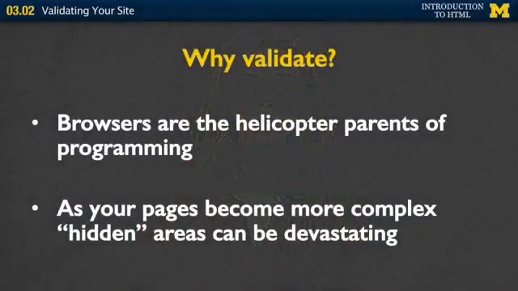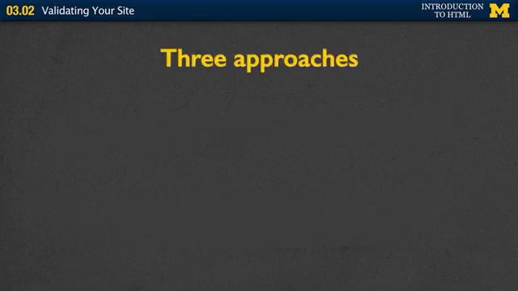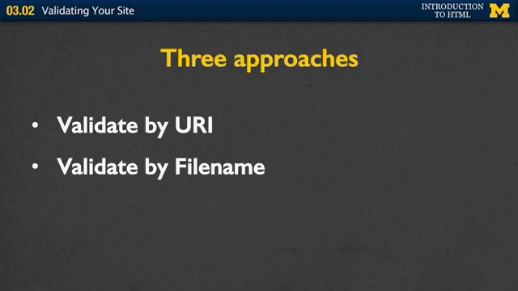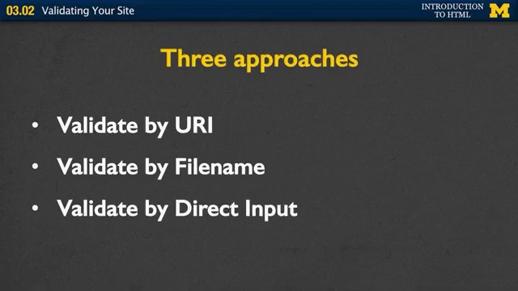It's also important to remember that not everyone is accessing your page with traditional browsers. So as your page becomes more complex, these little hidden errors that the browsers are hiding can become devastating to people who are trying to access them with different software. So there are three approaches to validating your code for consistency. One is to validate what we call the URI or the URL. Another is to validate by your file name, which means instead of giving your URL, you can actually upload your file to check it. The third way is what I call by direct input.